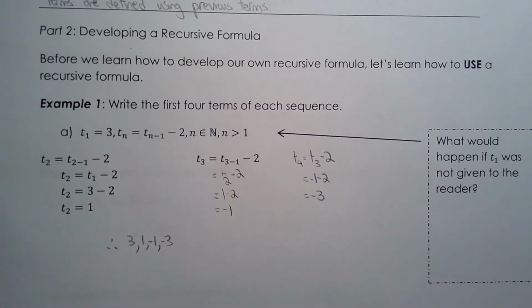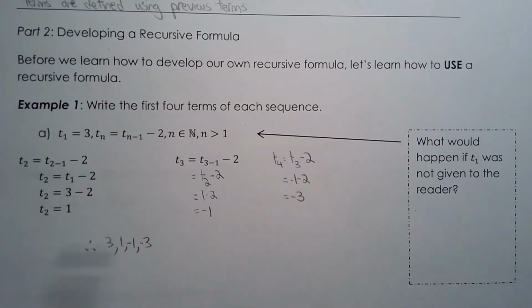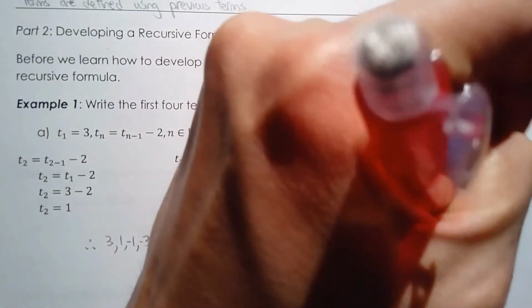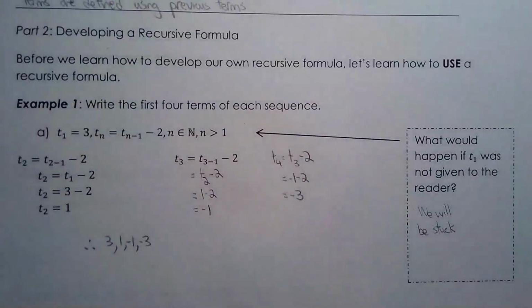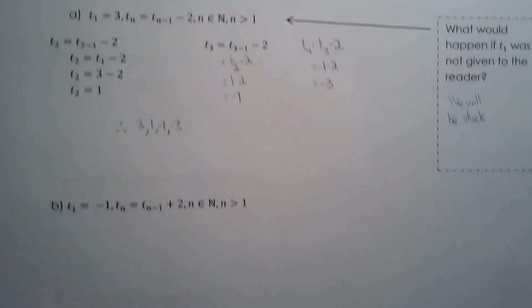So here's a great question. What would happen if the first term was not given to the reader? We will be stuck, right? Without that piece of information, I can't find the second term. And without the second term, I can't find the third term. So hopefully you can see that it's very different from an explicit formula, where with the explicit formula, I could tell you the 100th term pretty easily. I can find the value of any term right away, actually.